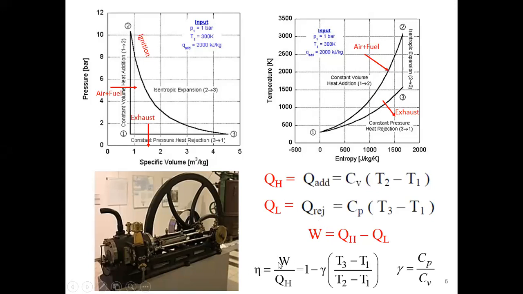It is W divided by QH. So the efficiency is a little bit of a complicated form, not the simple form, because it involves the term gamma, or the k value in thermodynamics, which represents the ratio of the specific heat at constant pressure to the specific heat at constant volume.